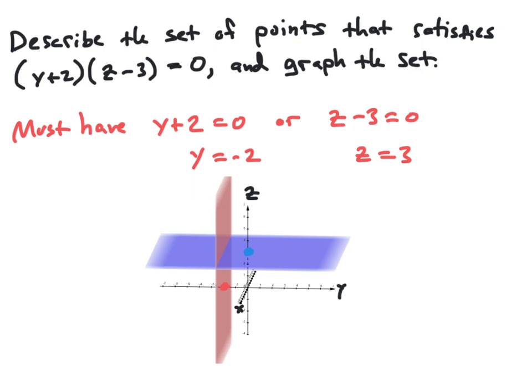y = -2 is the plane parallel to the xz plane, which intersects the y-axis at -2, and z = 3 is the plane parallel to the xy plane that intersects the z-axis at 3. The set of points that satisfy the equation are the set of points that lie on one or both of these planes.